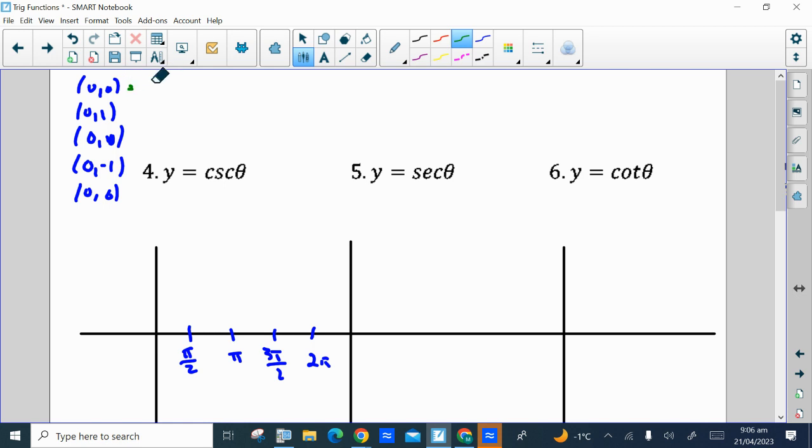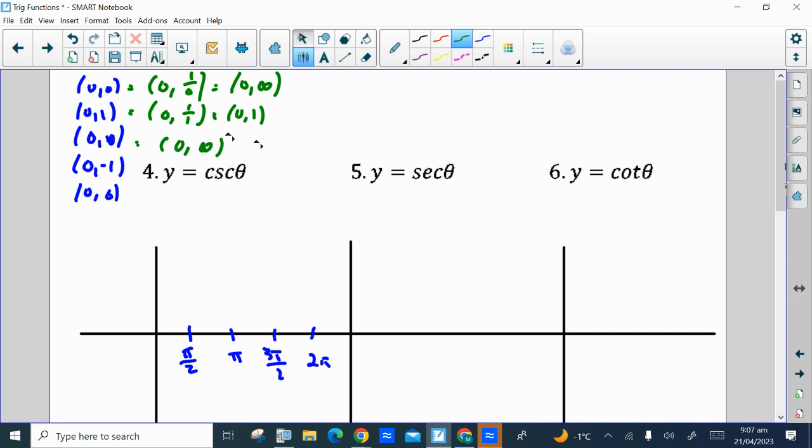So for cosecant, the first point will be 0, instead of 0 over 1, it'll be 1 over 0, which doesn't exist. It's undefined. So you're going to have a vertical asymptote where x is 0. At 0, 1, that's 1 over 1. Well, the reciprocal will also be 1 over 1. So that'll be the point 0, 1. Back at 0, 0, again, the y value will not exist. It's undefined. So you're going to have a vertical asymptote there.